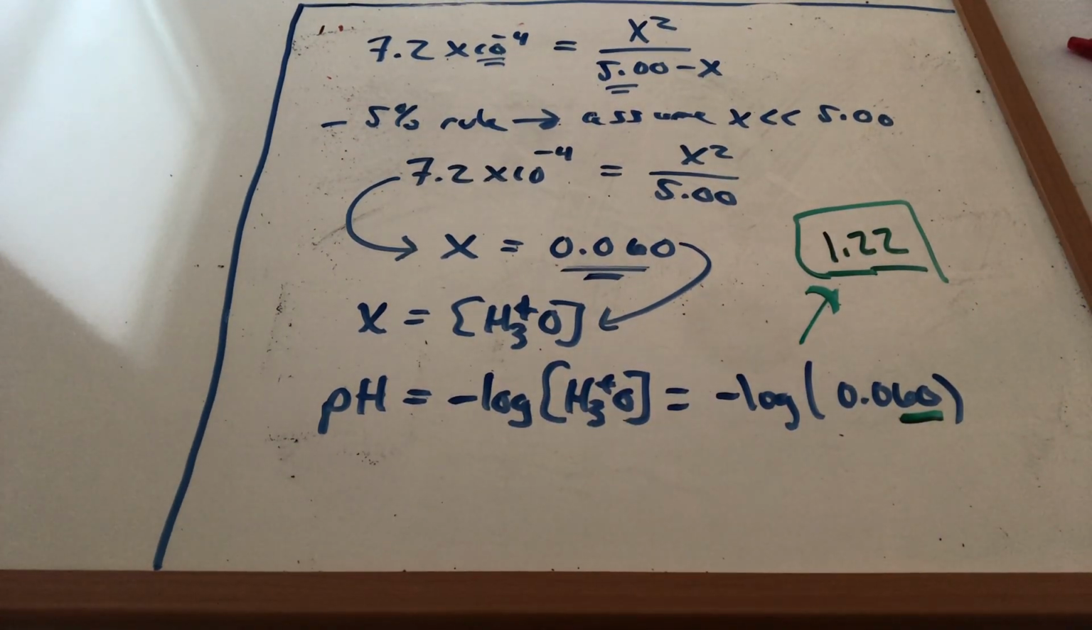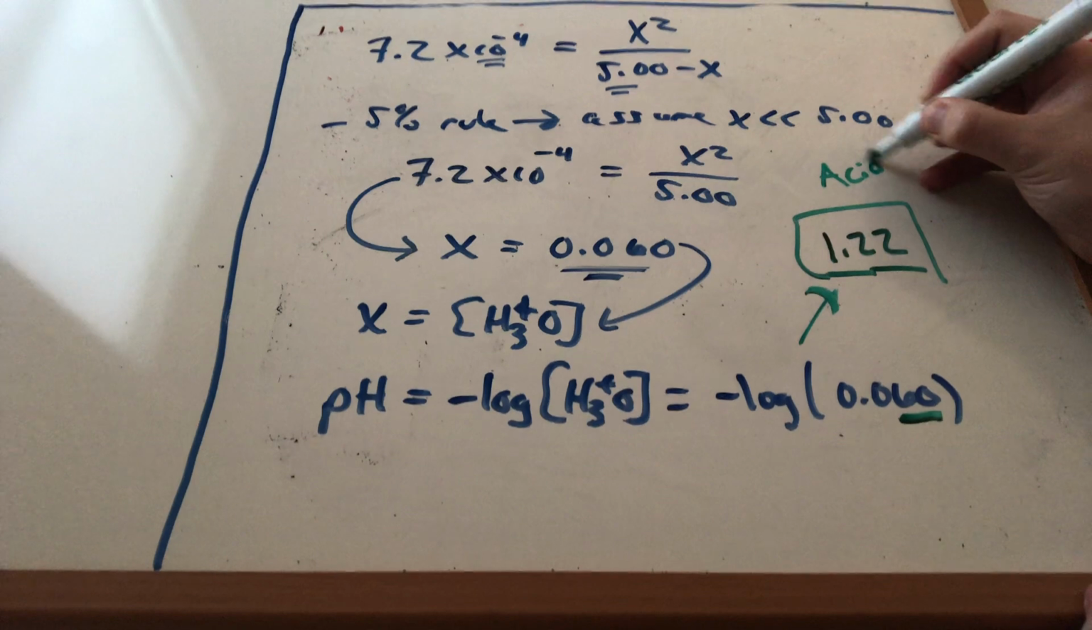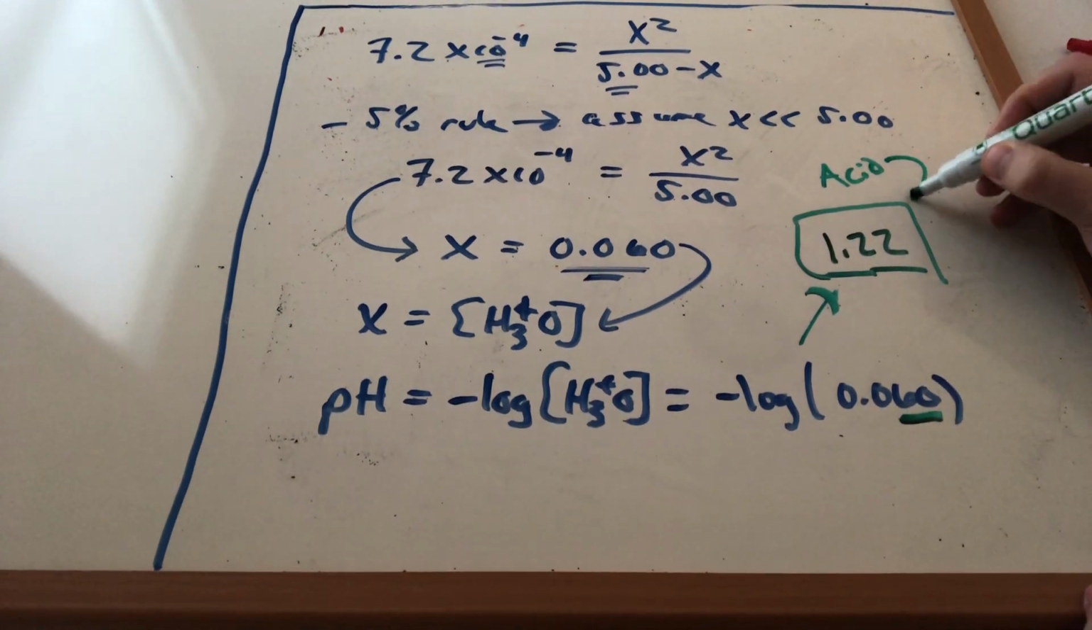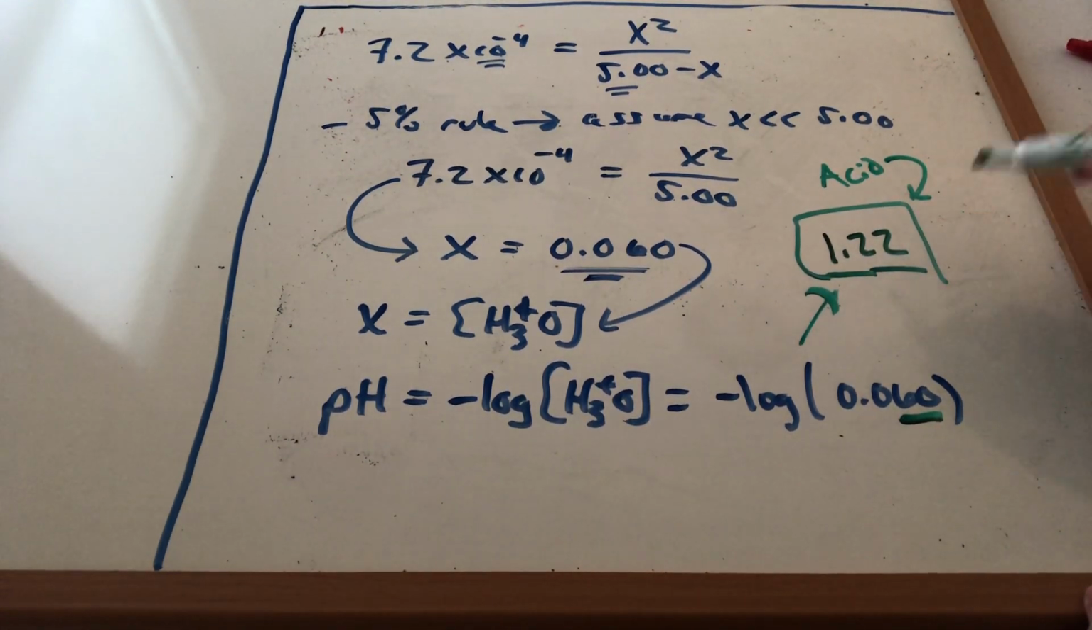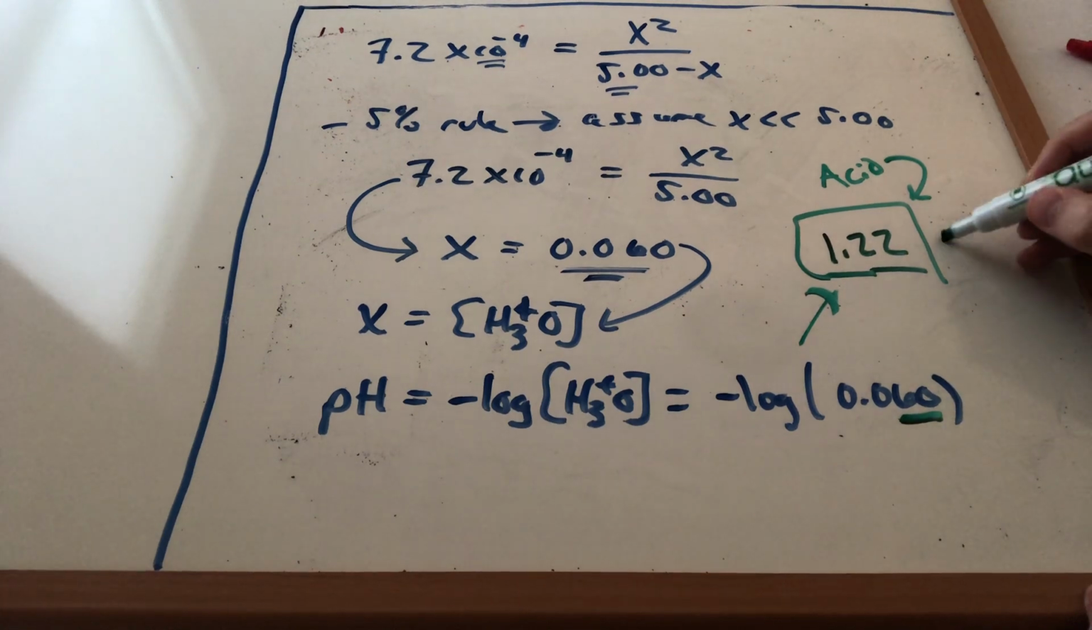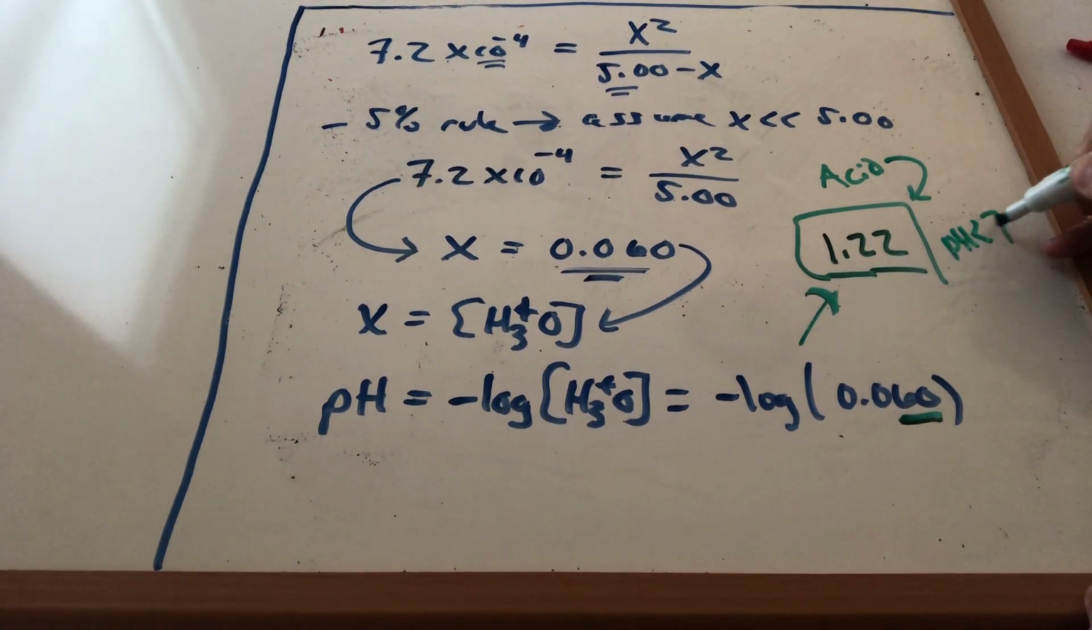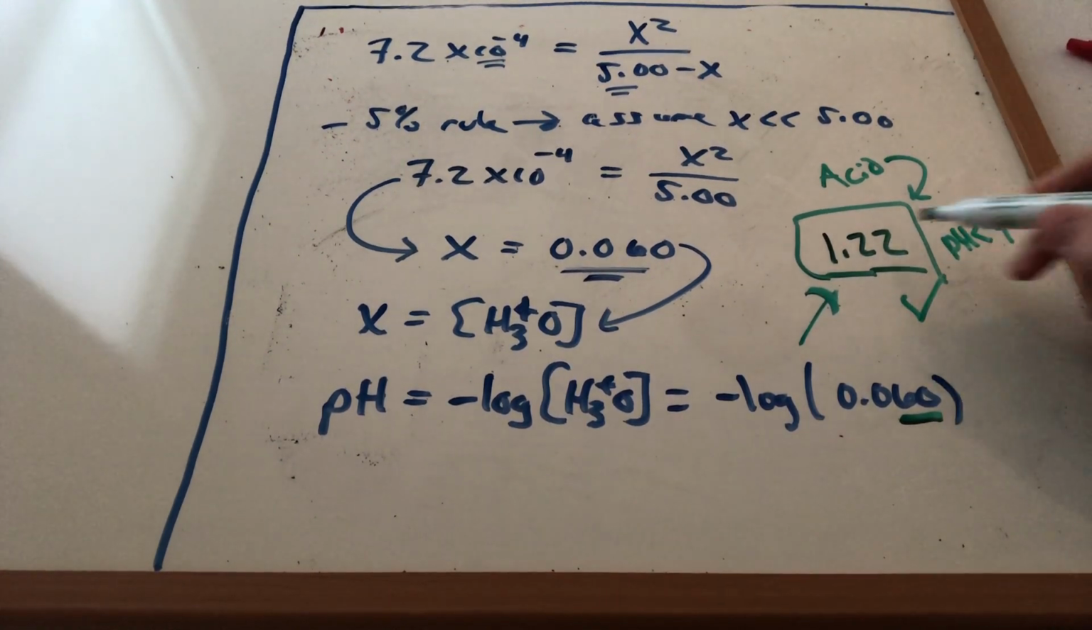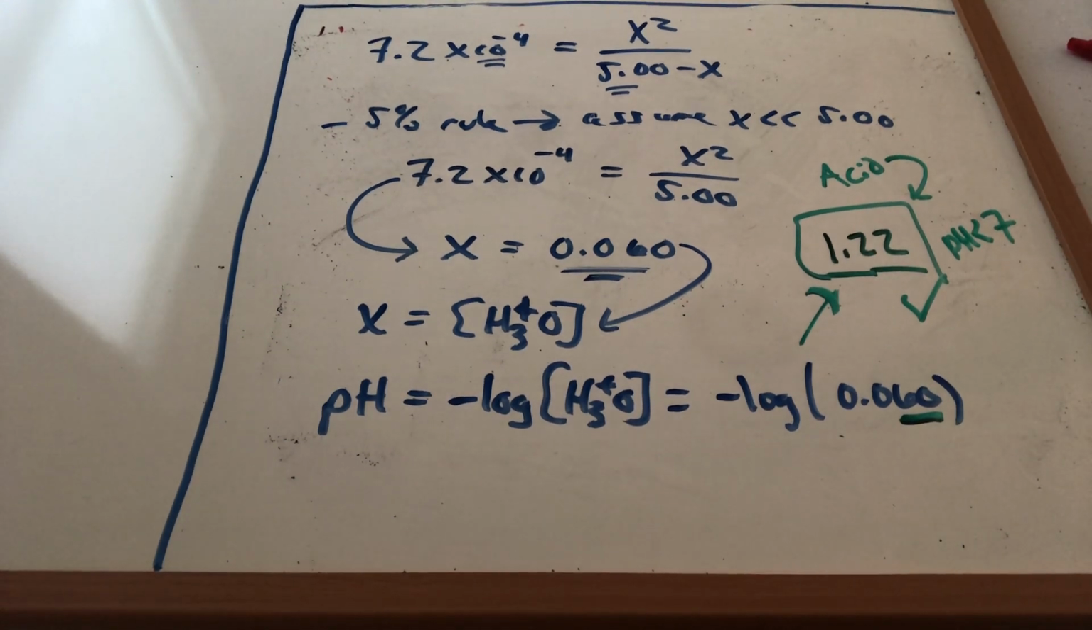Always make sense of your answer. Do we have an acidic solution? Did we decide it was an acid at the top? Yeah, right at the top we even wrote down the word acid, all right? Does this pH make sense for an acidic solution? And the answer is yes. The pH is less than 7, so this answer makes sense, 1.22. Right, that's the pH of that solution.